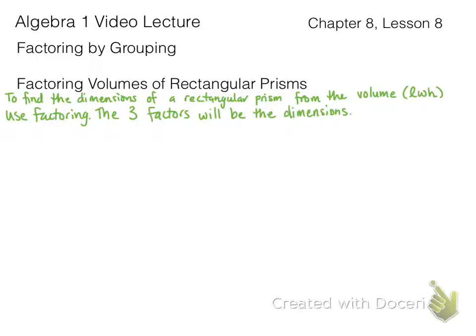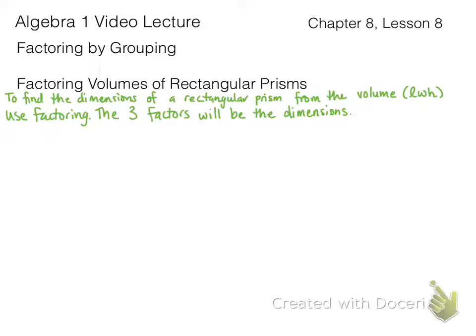Now, we can't actually say, all right, the box has a length of 3x, and the width is 4x plus 2, and the height is 3x. No, you will not actually be able to figure out what the length, the width, and the height are. But you will be able to figure out what the three numbers are that could then correspond to the length, the width, and the height.